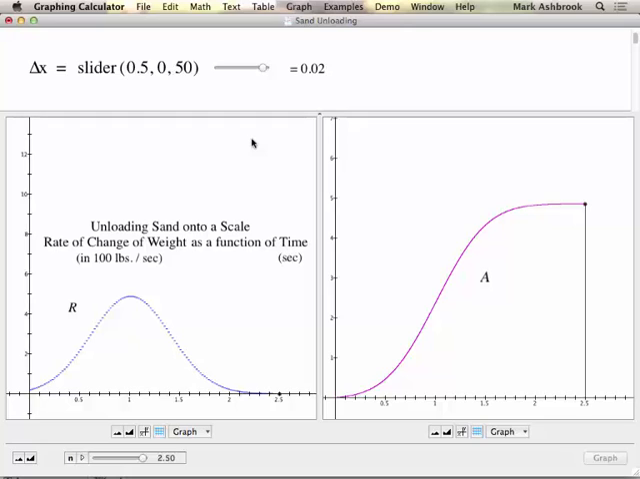Okay, so now look over there at the rate function. The exact rate function is not being graphed there. What's being graphed there is the step rate function. And what do you notice for delta x of 0.02? What do you notice, those in the back? Can you tell the difference between the accumulation and the original rate function?